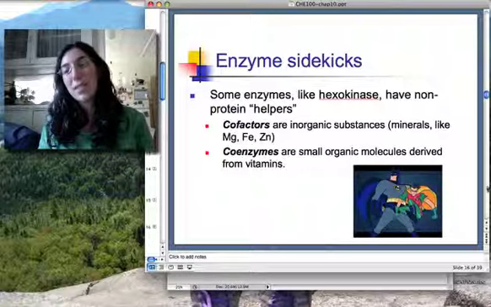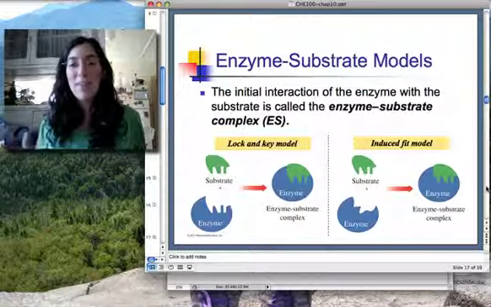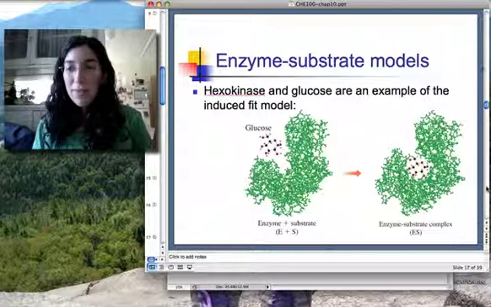So what does this mean still? Coenzyme, cofactor, what's an enzyme sidekick? Oh, I don't have a good picture.